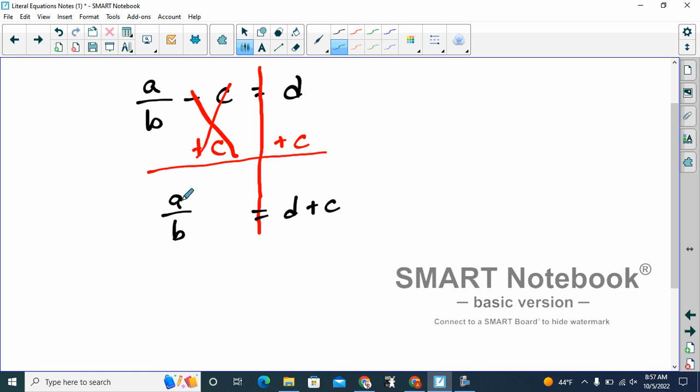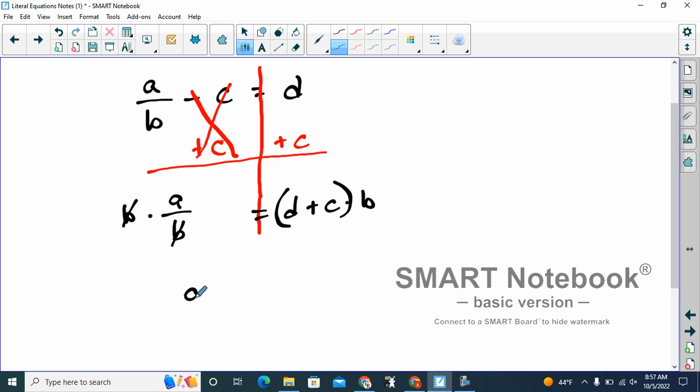Again, you want to think through what's happening to a. We are dividing it by b. We cancel out division with multiplication. I want to multiply this side by b. I need to multiply this whole side by b. If I write it like this, I'm only multiplying the c times b. Remember, we do multiplication first. So if I multiply this whole side by b, we need to put it in parentheses.